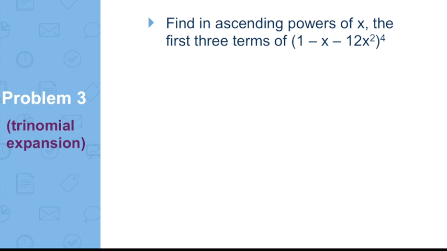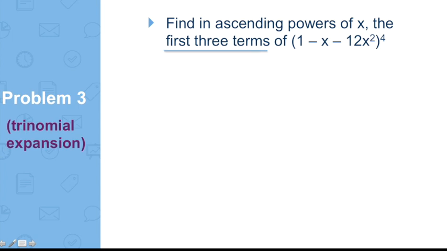Okay, of course, if you want, that's a valid method. You can do that definitely. But of course, it is very time consuming. And what we want only are the first three terms. Okay, so what we can do here is, if you notice 1 minus x minus 12x squared, it is actually factorable. We can factorize it.